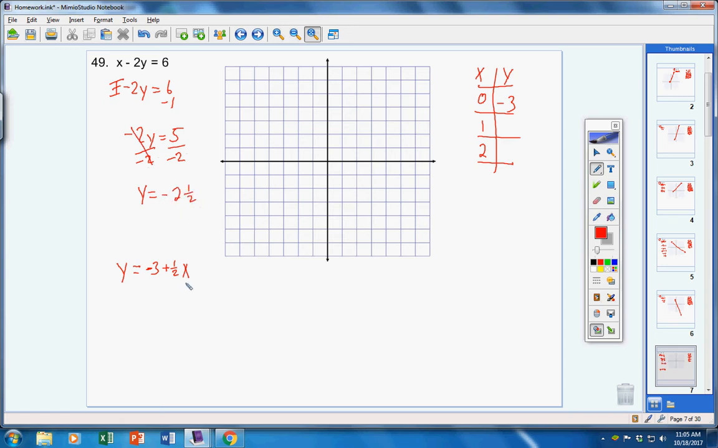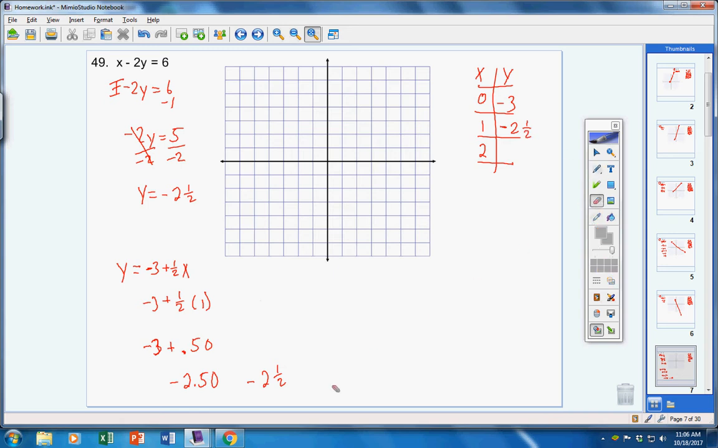Alright, now down here, let's put 1 in for x. So negative 3 positive 1/2 times 1. Alright, negative 3, 1/2 times 1 is 1/2. Now look at it like this. 1/2 is the same thing as like having 0.5 or 50 cents. So you owe $3, and you pay off 50 cents, and you still owe a negative 2.50, or in other words, a negative 2.5. Same answer either way.